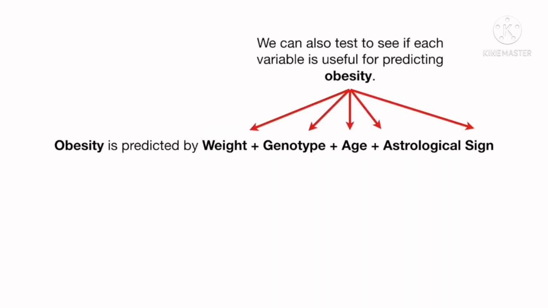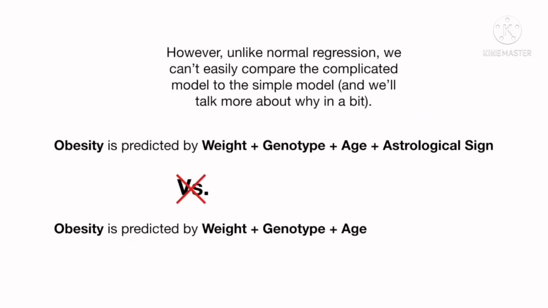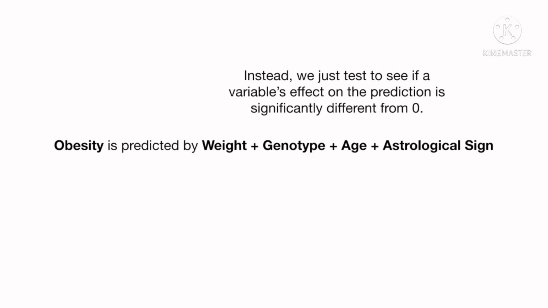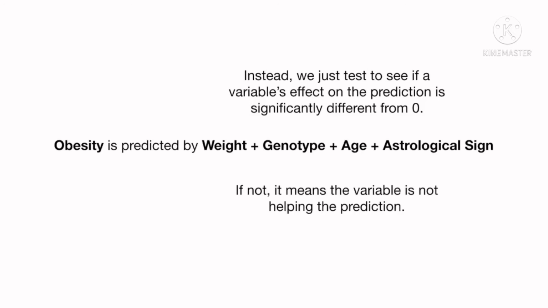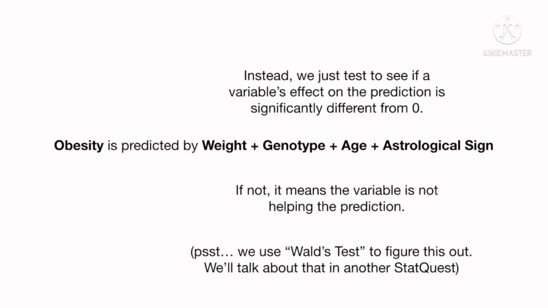We can also test to see if each variable is useful for predicting obesity. However, unlike normal regression, we can't easily compare the complicated model to the simple model, and we'll talk more about why in a bit. Instead, we just test to see if a variable's effect on the prediction is significantly different from 0. If not, it means that the variable is not helping the prediction. Psst. We use Wald's test to figure this out. We'll talk about that in another StatQuest.